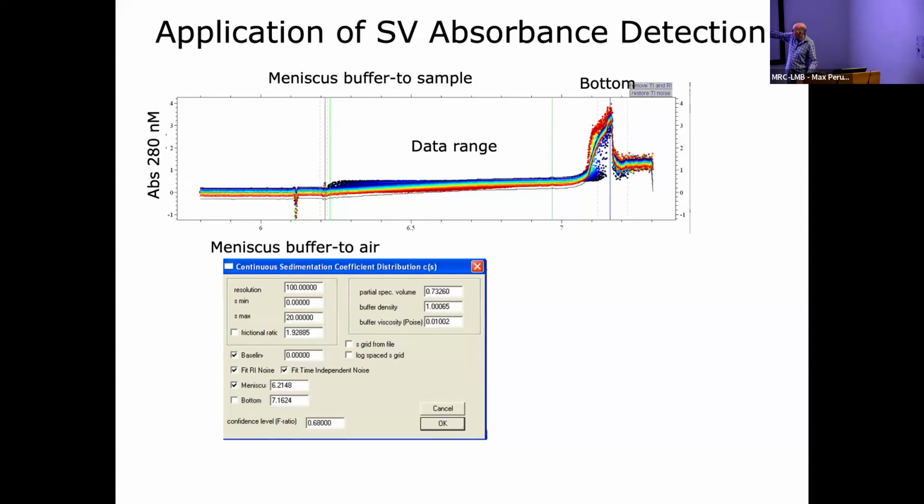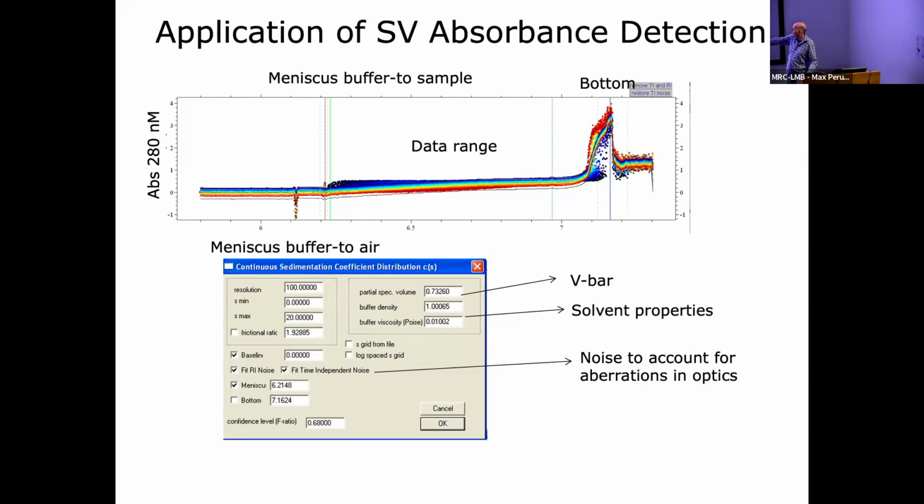In the analysis in SEDFIT, you just have to put in things like what the v-bar is, which you calculate from the sequence. Again, you can calculate from the buffer composition, and put in the density and the viscosity. You put in what kind of noise you think might be in there, either time independent or radial independent. Put in that you're going to float the meniscus, and then this is regularization.